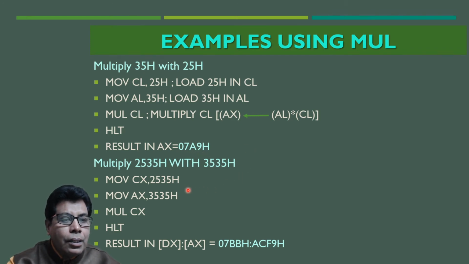Then next we multiply 2535 with 3535. In this case, since these are both 16-bit numbers, we'll take 16-bit registers. So MOV CX, 2535, MOV AX, 3535, and then we use the instruction MUL and then halt. So the result will be available in DX and AX registers. The result is 07BB and ACF9, the hexadecimal result.